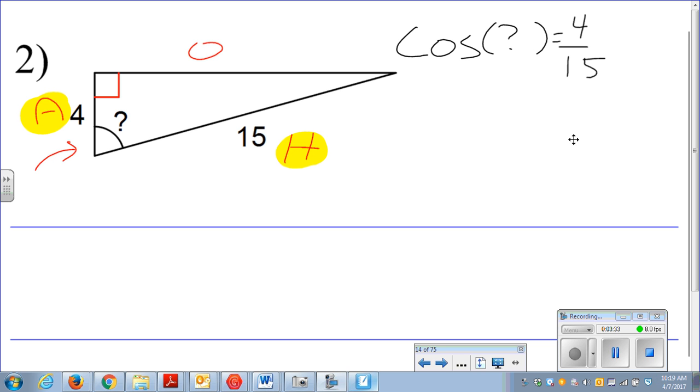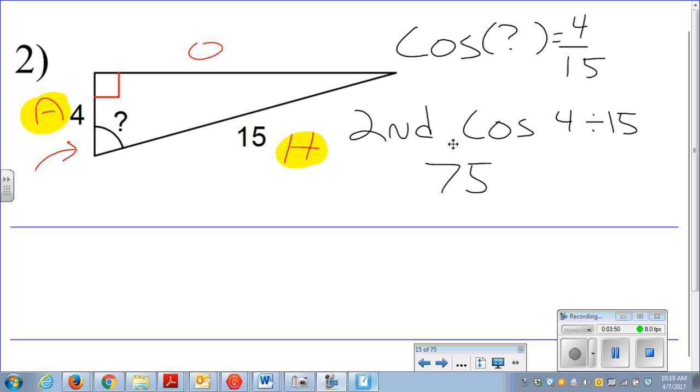Again, skip step 3 here and go to step 4, which is entering it in the calculator. Since we're looking for the angle on this one, we want to hit second on our graphing calculator and do the inverse operation of the cosine function. So I'm going to hit second cosine and then type 4 divided by 15, and that's going to equal 75.